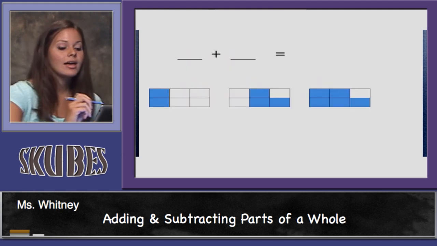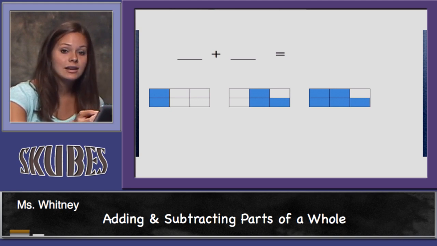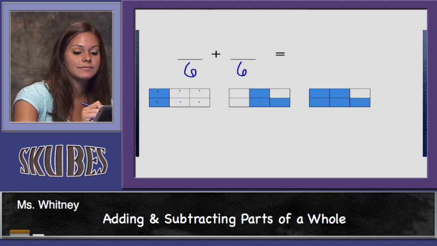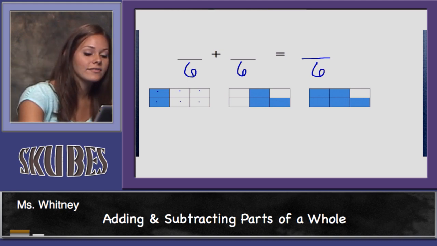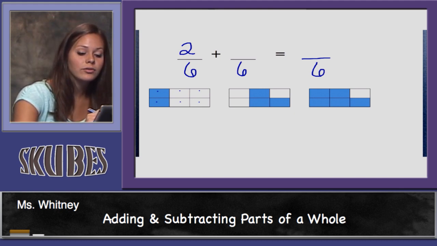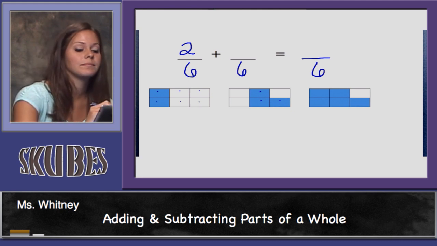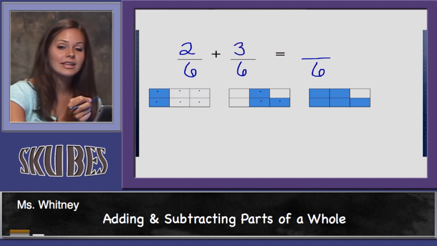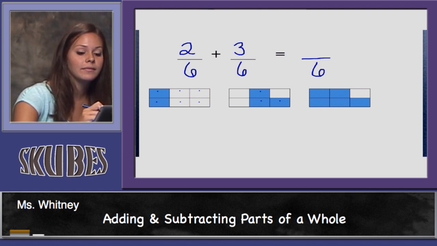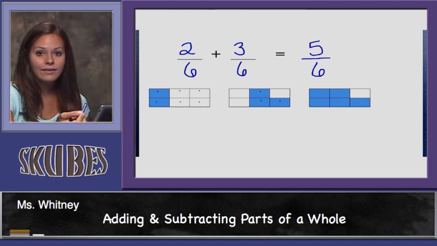Here's another example. I'm going to count the number of pieces to determine my denominator. I have 1, 2, 3, 4, 5, 6 total parts. So my denominator is 6. In the first model, 2 out of 6 are shaded, so my numerator is 2. In the second model, 3 out of 6 parts are shaded, so my numerator is 3. When I add the two numerators together, 2 plus 3, I have a total of 5/6.